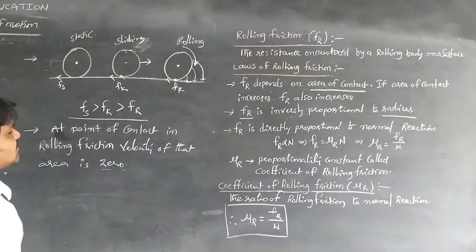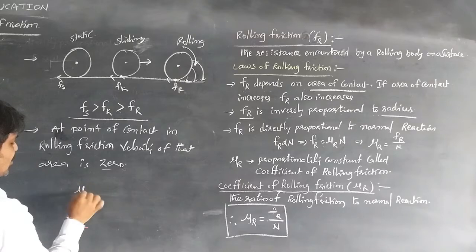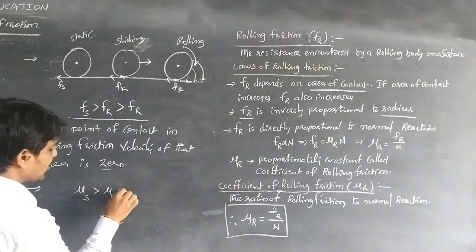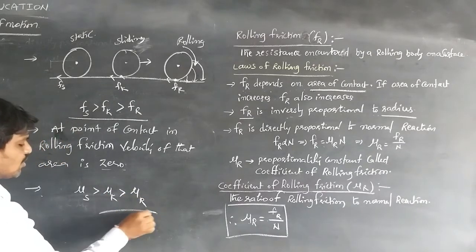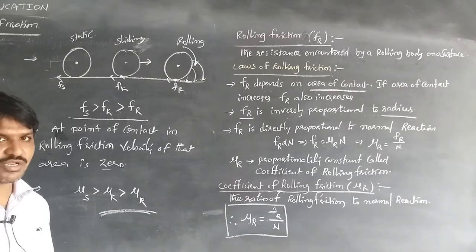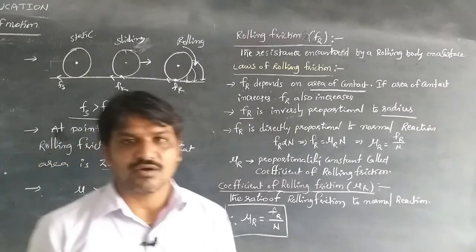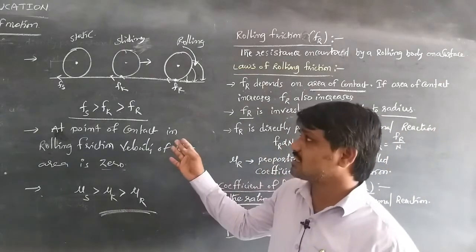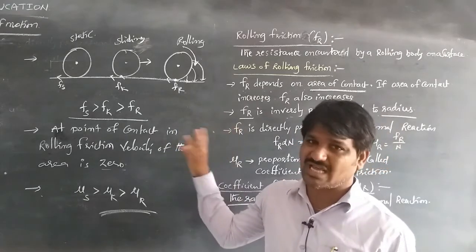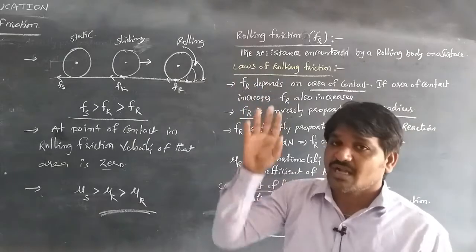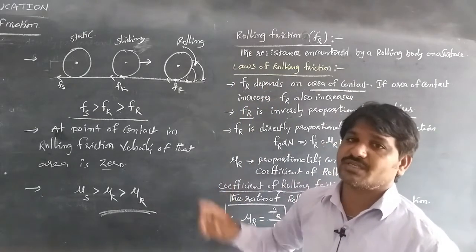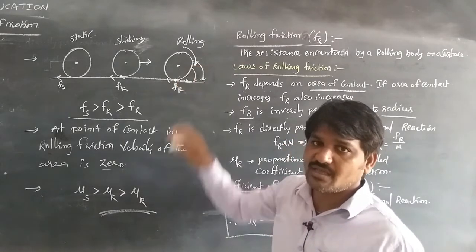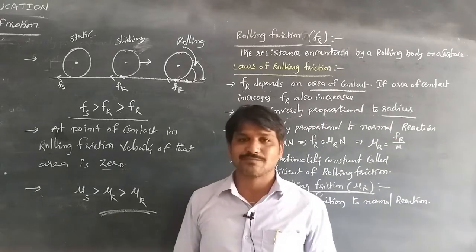We can conclude from this that the coefficient of static friction is greater than the coefficient of kinetic friction, which is greater than the coefficient of rolling friction. This is about the types of friction: static friction, kinetic friction and rolling friction. Static friction, sliding friction and rolling friction come under dynamic friction, where kinetic friction is mostly considered as sliding friction, and rolling friction is when the body is rolling on the surface. At the point of contact the velocity of that area will be 0. This is about types of friction.